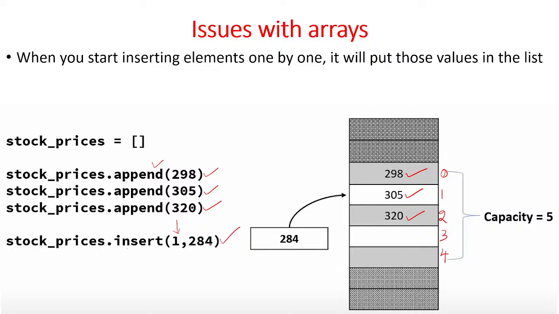When you execute this insert statement, what happens? It moves 320 to the next location, then it moves 305 to the next location. So this 320 comes here, then this 305 comes here, then this 284 will be inserted. This is how Python internally organizes or inserts this new data.